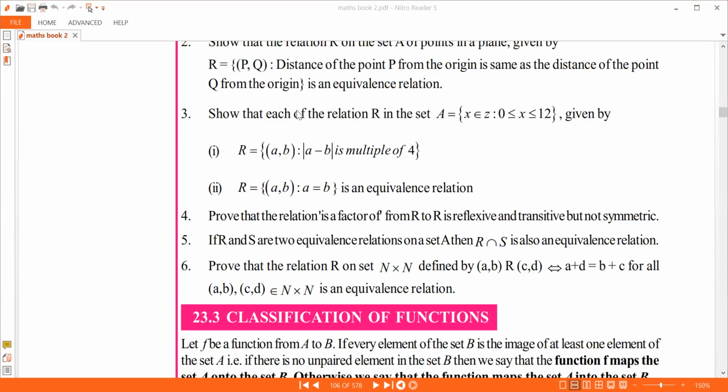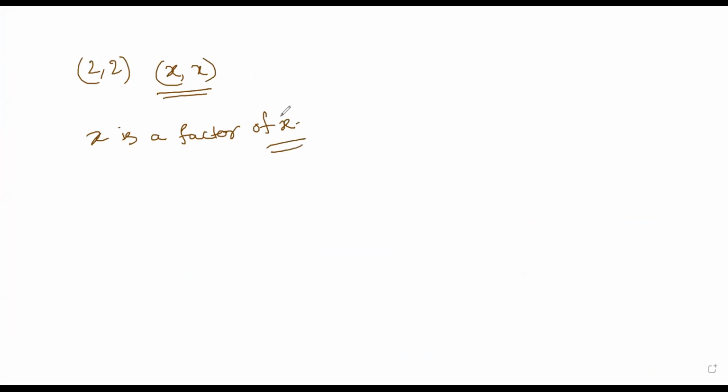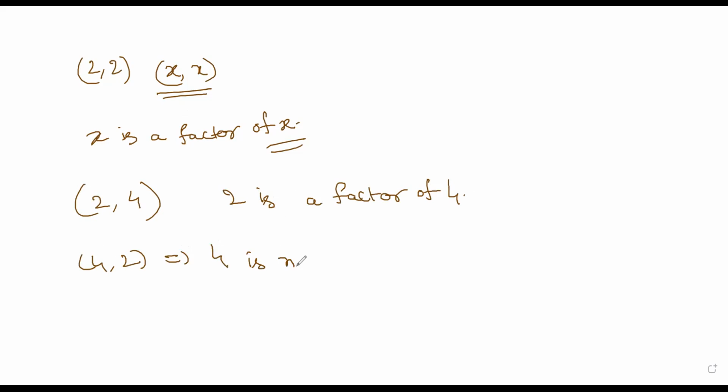Factor means what? 2 is a factor of 4. So let us see, like the doublets, everything belongs to that one. So x is a factor of x. That is reflexive. But symmetry will be lost. Suppose you consider 2 comma 4. You can write 2 is a factor of 4. But when you swap it, 4 is not a factor of 2. So the symmetry is lost.